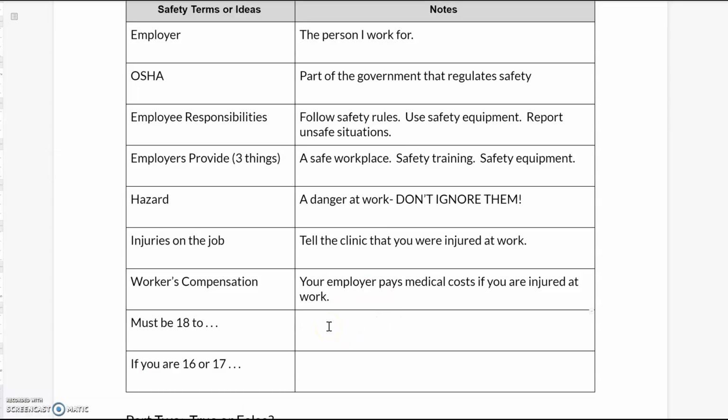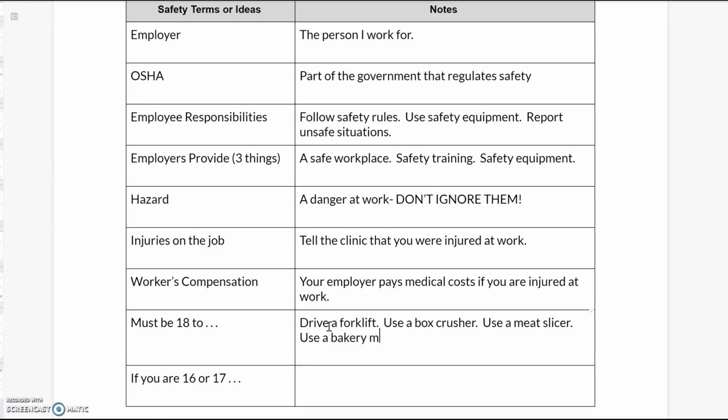You must be 18 to drive a forklift. Fun stuff. Cruising around in a forklift could be a blast, right guys? So just buckle up for when you're 18. How about use a box crusher? That's a big, huge machine that's used for recycling. Then we have the good old meat slicer. And finally, use a bakery machine.